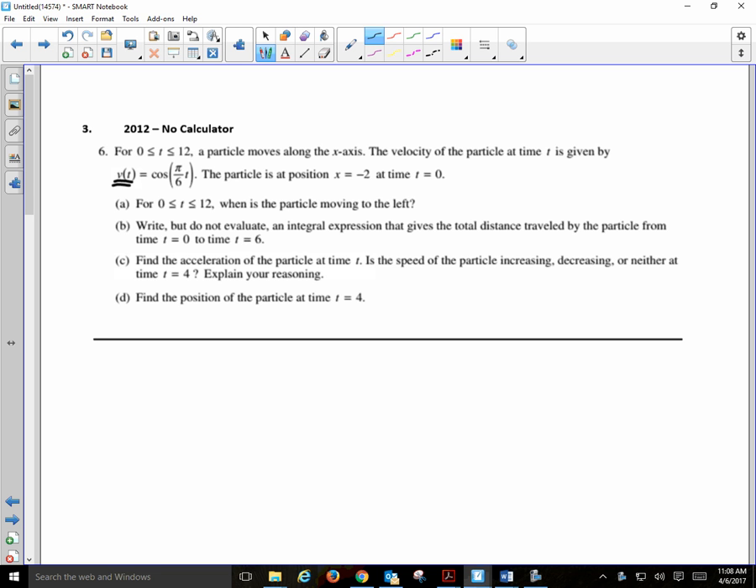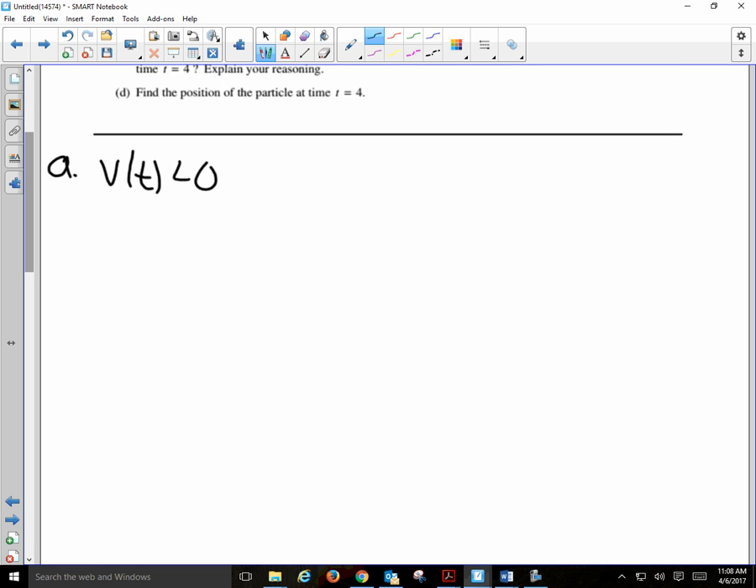It says, when is the particle moving to the left? Well, what is true about the velocity if the particle is moving to the left? So I'm going to look for v of t to be less than 0. I'm going to look for where that's negative. And the AP graders like it when you communicate your work to them. So I'm looking for that. That tells them, okay, they know what they're doing.